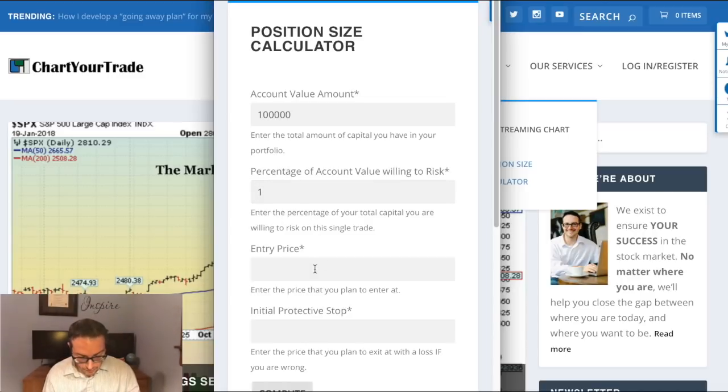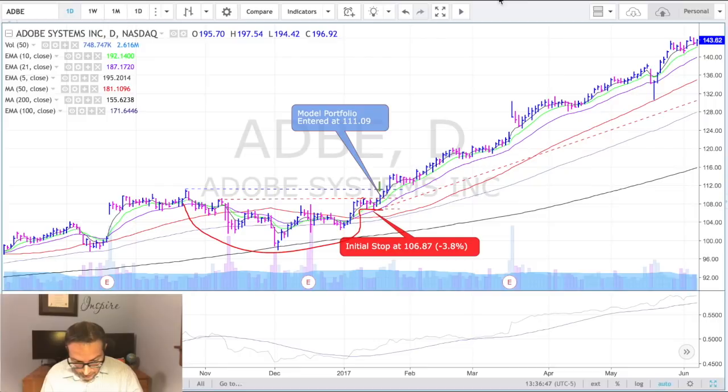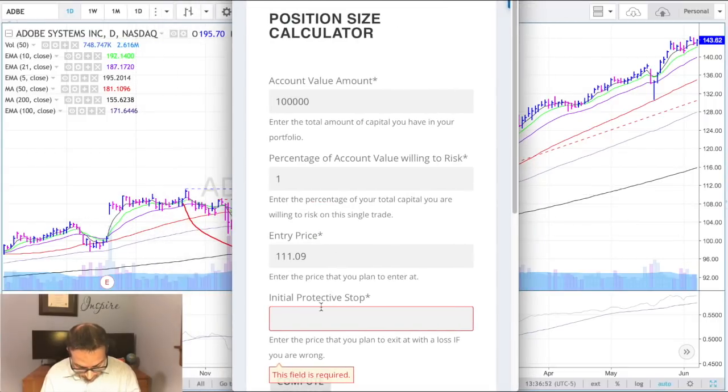The entry price was $111.09, and the initial stop we had was, let's see, what was it? It was set up at 106.87.